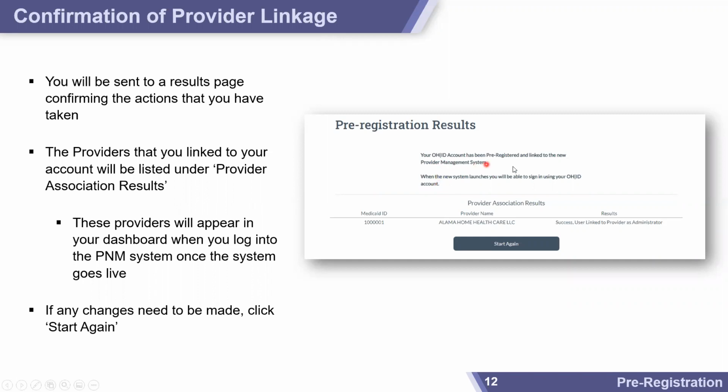Ohio ID account has been pre-registered and linked to the new provider management system. And then down here in the results, it tells us what has been completed. It gives us the Medicaid ID number and the provider name of who has been associated, and also that result or status. In this case, it says success, the user linked to a provider as an administrator. I will point out too, this is the only confirmation message that you do receive as part of the pre-registration process. There's no confirmation email that goes out or anything like that.